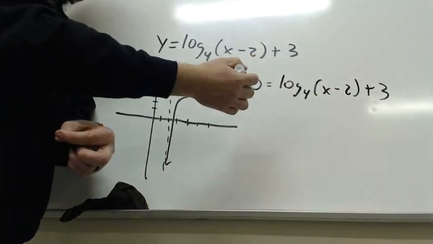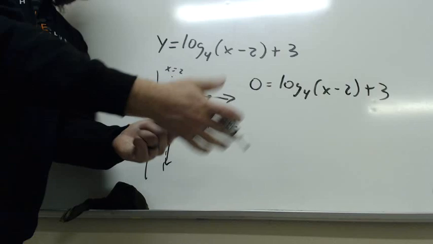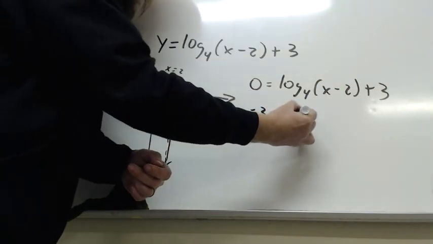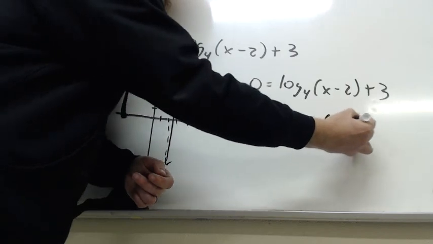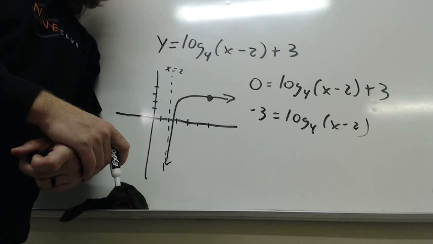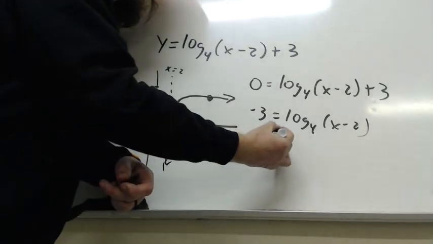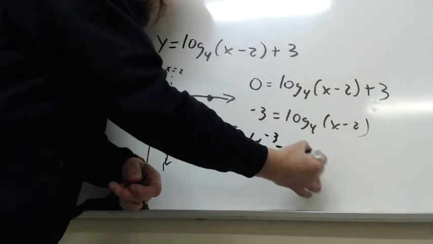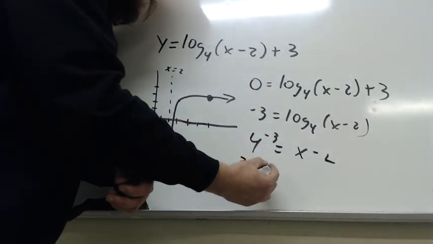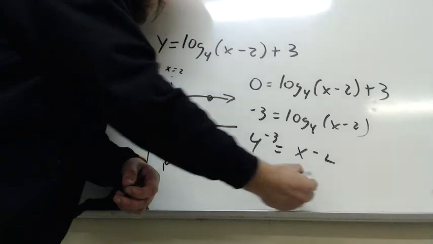And you could solve for that x, right? So if you want to solve for this x, what you would do is take that 3, bring it over, so -3 equals log base 4 of (x minus 2), right? At this point, you'd want to put that into exponential form. So 4 to the -3 equals x minus 2, and then add the 2 over. So 2 plus that number is the x-intercept, right?